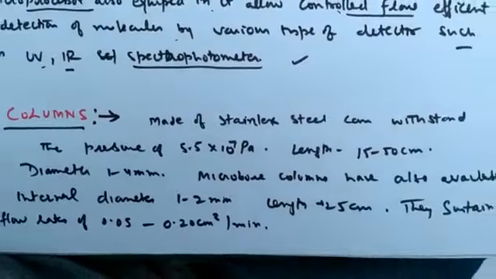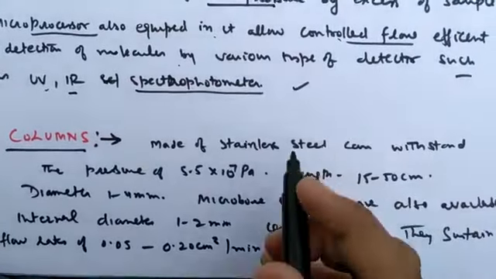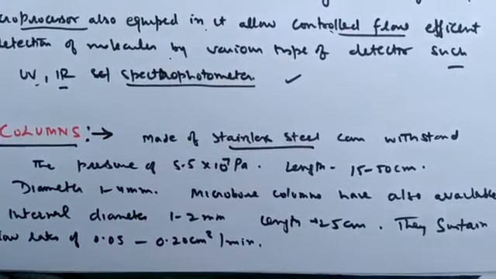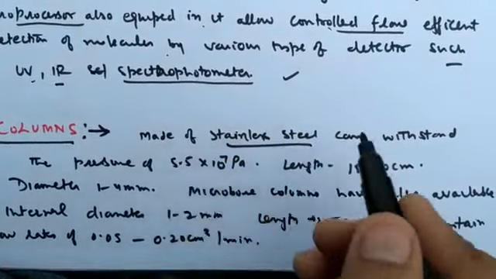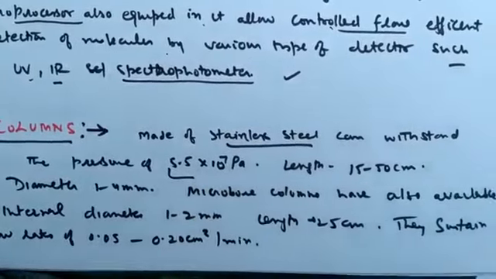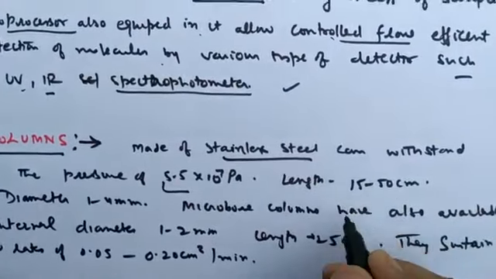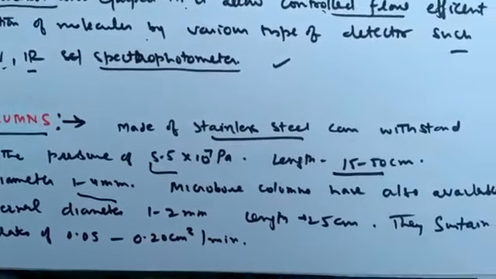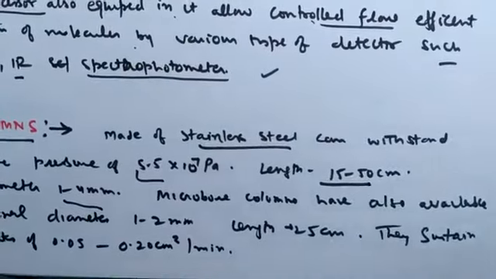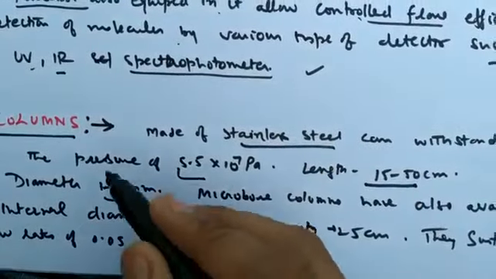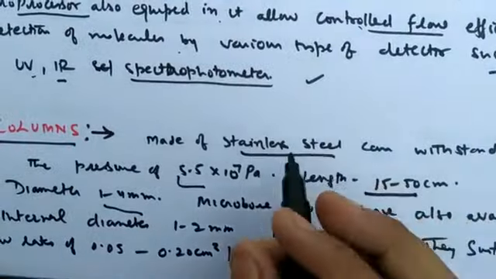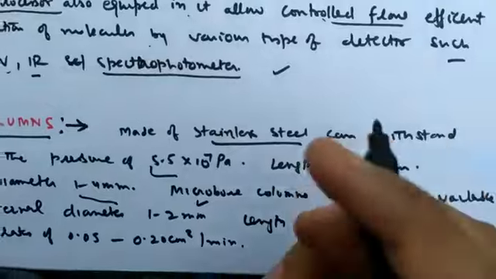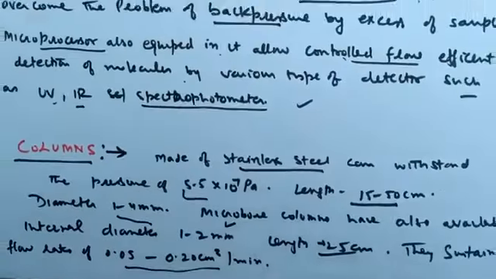Next is the column. The column holds the stationary phase and is made of stainless steel. Stainless steel is a very solid alloy and it can withstand a pressure of 5.5 × 10^7 Pascal, with a length of 15 to 50 centimeters and a diameter of 1 to 4 millimeters. Microbore columns are also embedded in it, with a diameter of 1 to 2 millimeters and a length of 25 centimeters, and they can sustain this much pressure.